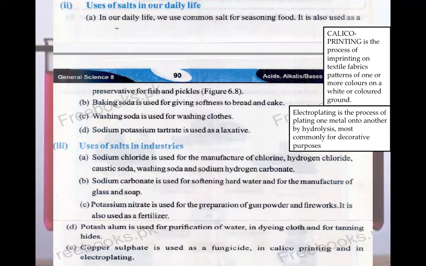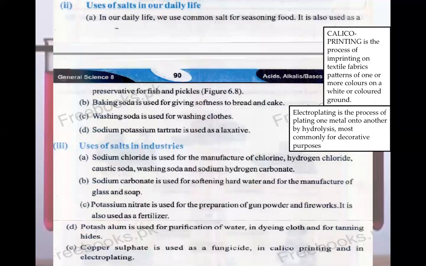So farmers basically use this chemical and spread it out in the form so that plants can have enough sodium and potassium to absorb, and then they have the proper growth and proper development. Then potassium alum, जिसका हम formula पढ़ चुके हैं, it has calcium in it, it has potassium in it, it has aluminium in it, it has sulfur, it has oxygen. It is used for the purification of water, in dyeing clothes, and for tanning hides. Copper sulfate is also used as a fungicide. जिस तरीके से पेस्टिसाइड्स होते हैं, उस तरीके से फंगस को किल करने के लिए फंगिसाइड्स होते हैं.